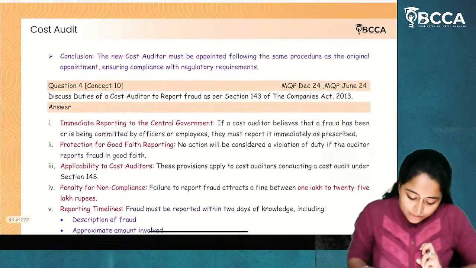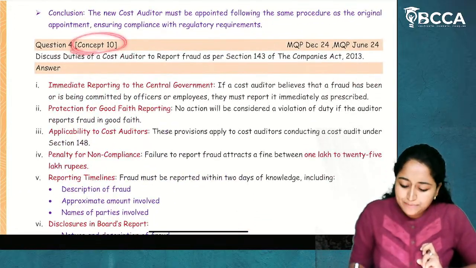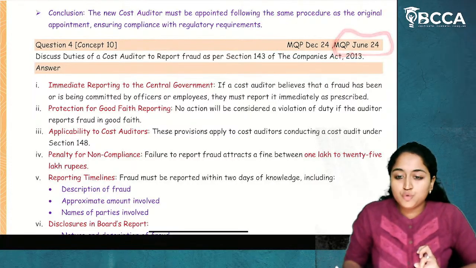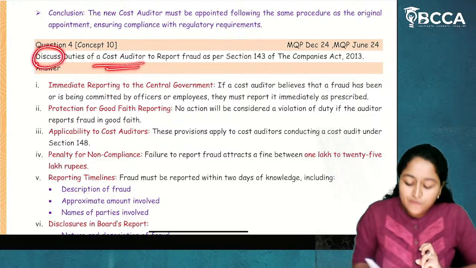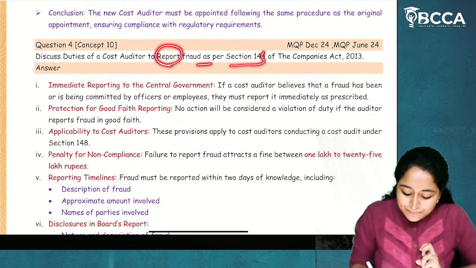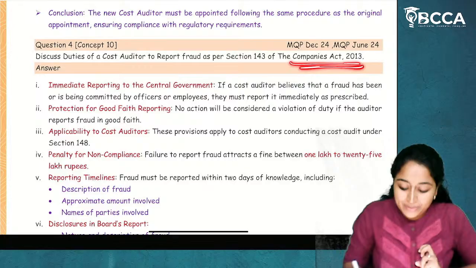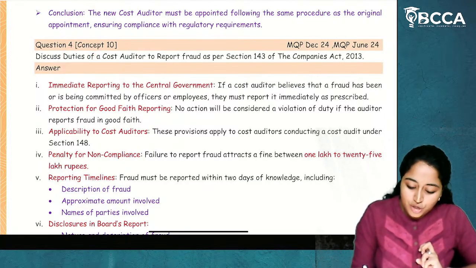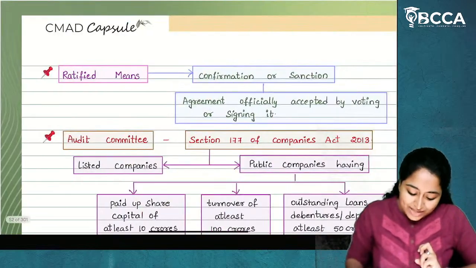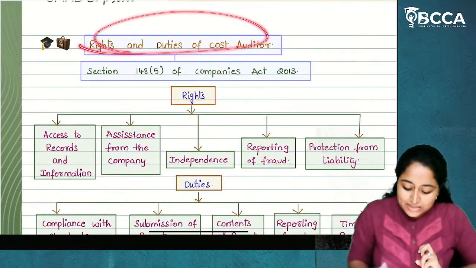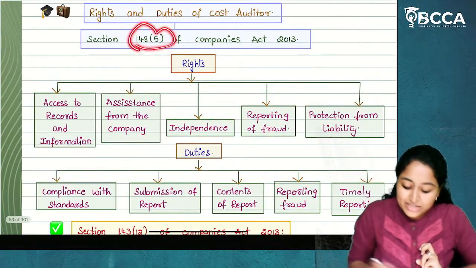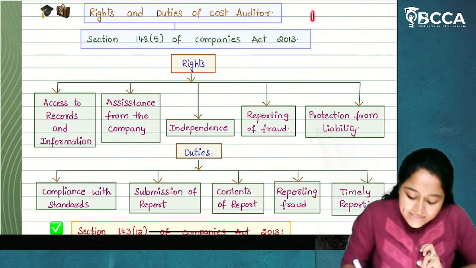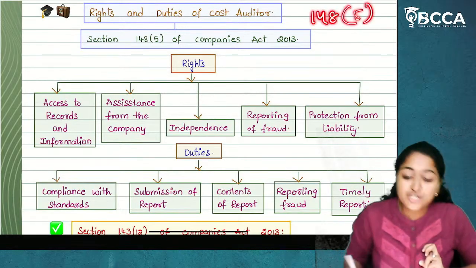Now what is question number 4? From concept number 10, which has been tested in MQP December 24 and MQP of June 24: Discuss the duties of a cost auditor to report fraud as per section 143 of the Companies Act 2013. Now, what are the duties of a cost auditor? We have the rights and duties of a cost auditor concept. This has been specified under section 148 subsection 5 of the Companies Act 2013.